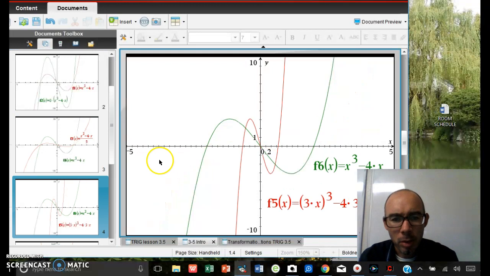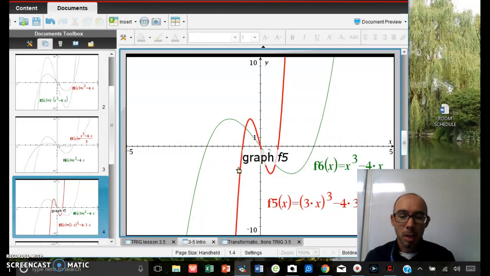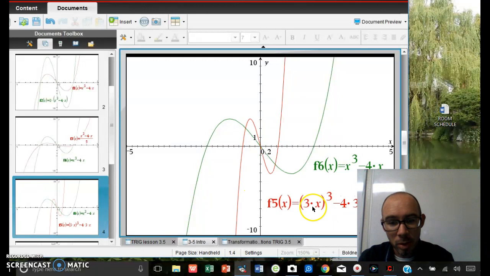Here's another one. Green, still my original equation. And now the red one, I have changed the x. I've replaced x with x over 1/3, which I'm going to write as 3 times x. X divided by 1 divided by 3 is 3 times x. So in both places where there were x's, both here and here, I've replaced it with a equals 1/3.